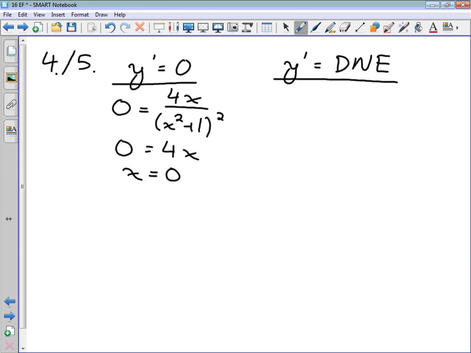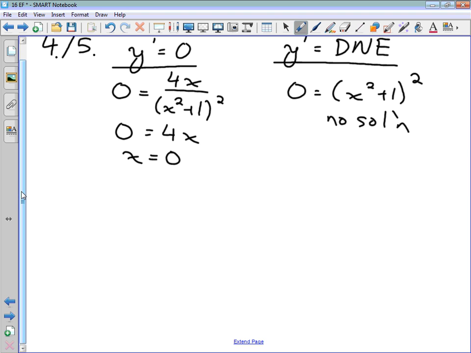Well, let's see. y prime doesn't exist where the denominator of our derivative is equal to 0. So our denominator here was (x squared plus 1) all squared. Are there any points where that denominator is going to be 0? What do you think, Luca? No, there's no solution there. So we can just say no solution, or put an x or something like that. Okay. So we have one critical point. So let's set up our interval table here.